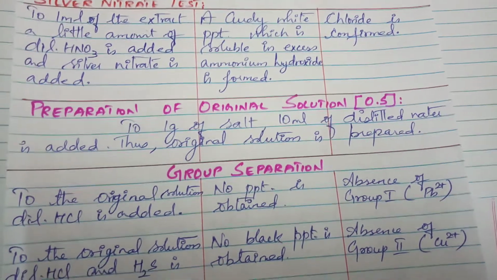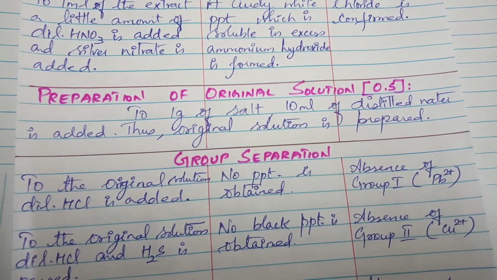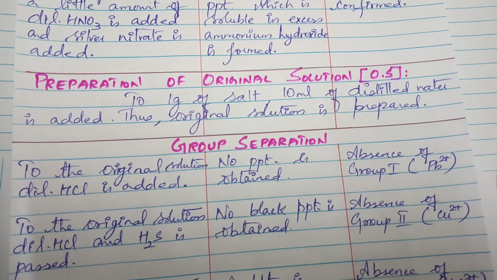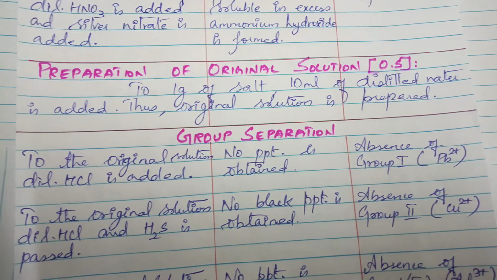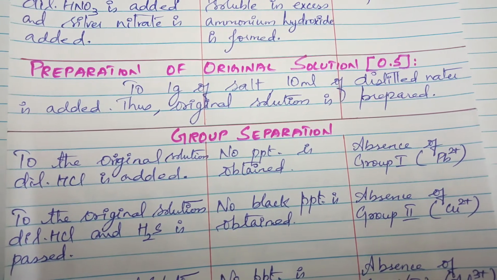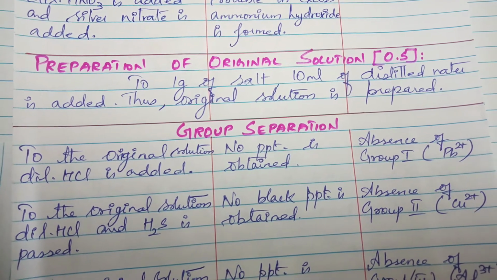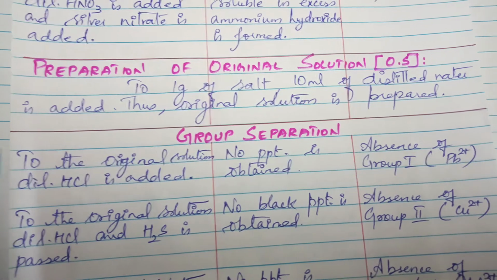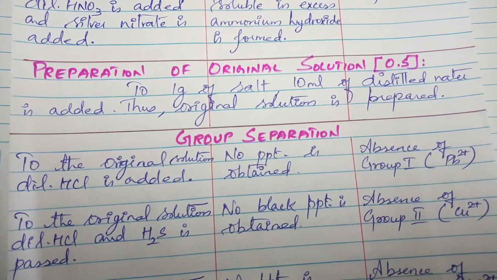What is left in the salt? It is the basic radical. In order to identify the basic radical, I need to prepare the original solution. As per the procedure, it should be entered, so I have labeled it as preparation of original solution. How do we prepare original solution? Generally, to 1 gram of salt, 10 ml of distilled water is added. Thus the original solution is prepared.